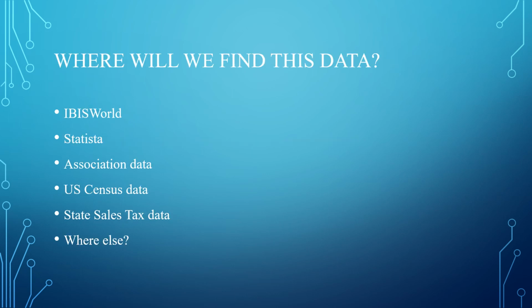Well, recall that we have already had a little bit of this discussion in the industry analysis videos that we went through previously. Places to look, of course, IBISWorld, Statista, association data. There are a number of associations that collect industry-wide data. In this particular case, there's a couple of trade associations associated with moving and storage. U.S. Census data, particularly the Census of Business data, might provide us with some information. State sales tax data. Remember, we looked at the Nevada sales tax data earlier.